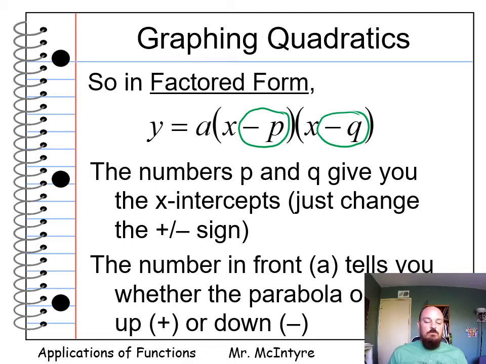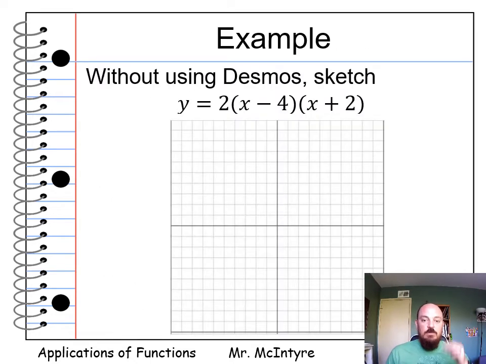And then of course, what we said earlier, this number out front, a, tells you whether the parabola opens up or down. And with just those two things, with just what I circled in green and then red, we can very easily draw quick sketches of graphs in factored form, and that's what we want to do today. So here's a couple examples.